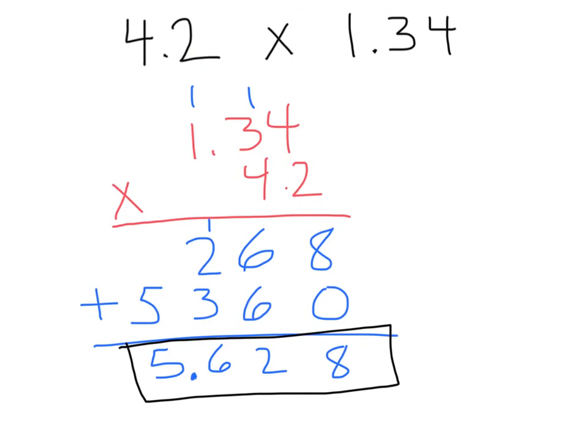And that's multiplying decimals in a nutshell. Nothing different than what you've done with whole numbers. Just remember, you do not need to line up your decimal points, and you count the total number of decimal points, and then that determines where your decimal is going to go in your final answer.